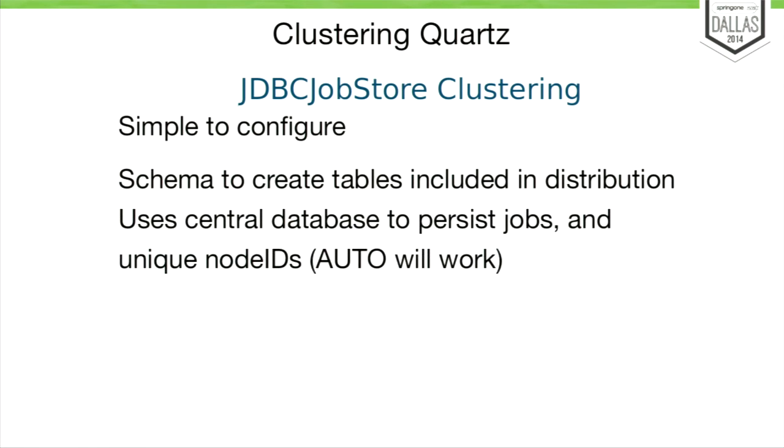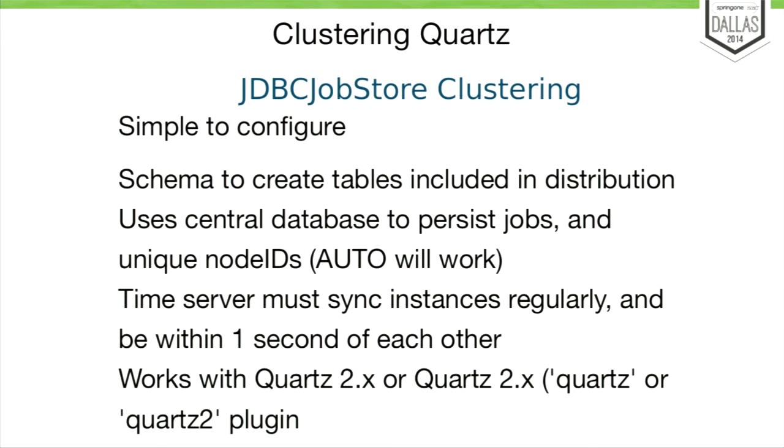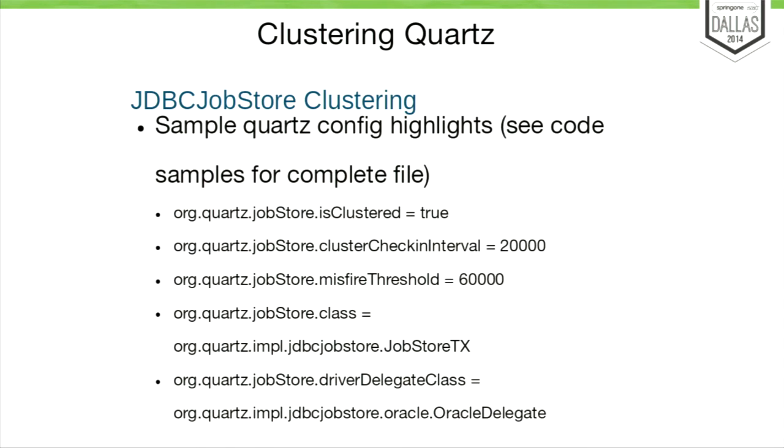The JDBC job store is also easy to set up. You can let it do auto node IDs. I would recommend doing that, because if they're not unique, it will cause confusing things to happen. And again, there's the warning about your time server.